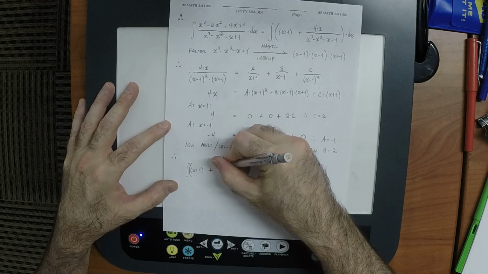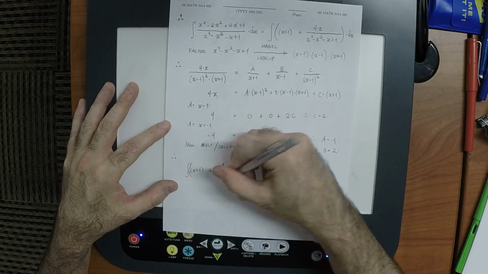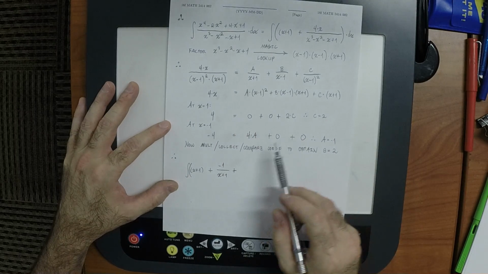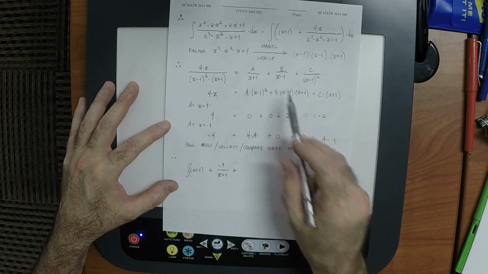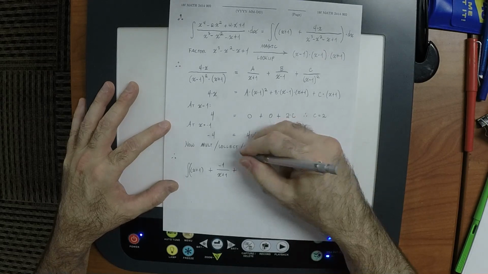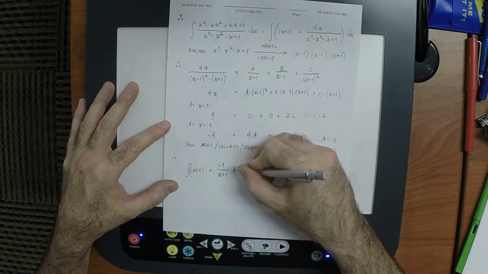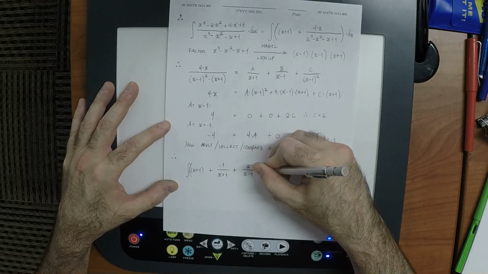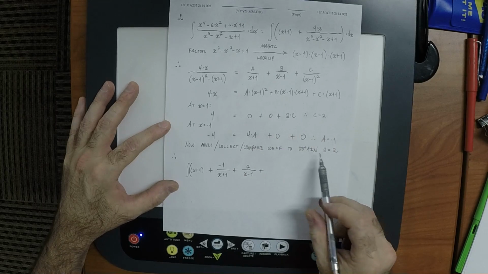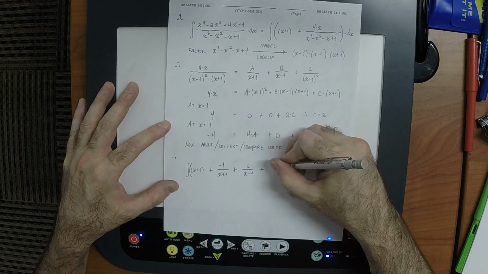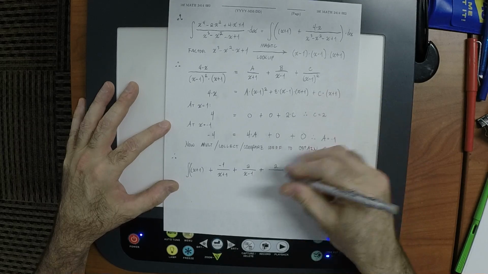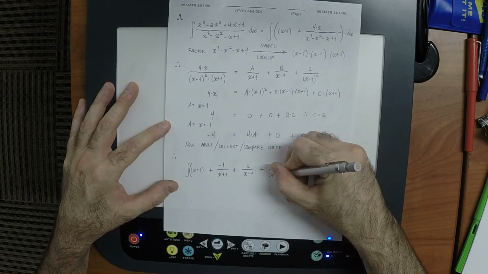So plus -1 over x plus 1, plus b over x minus 1, where b is that. So plus 2 over x minus 1, and then plus c, which is 2, over x minus 1 squared.